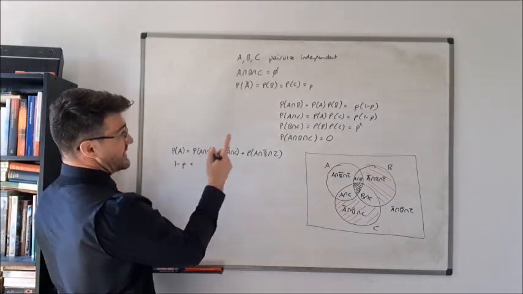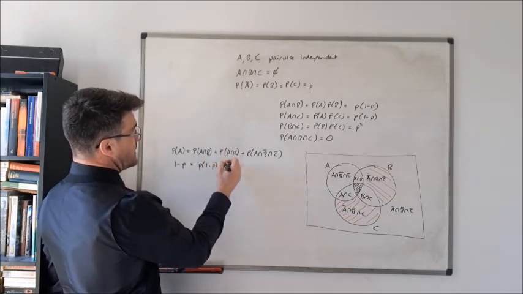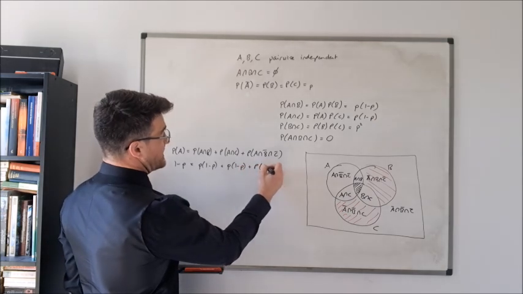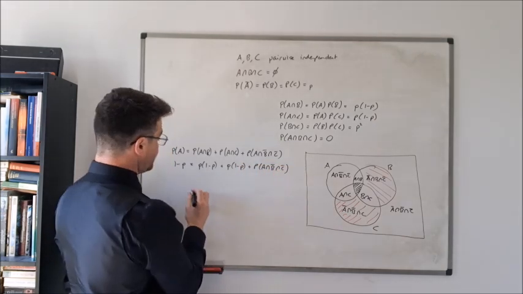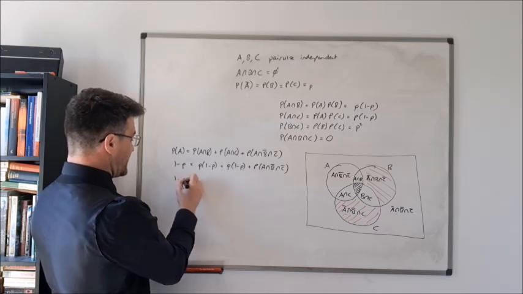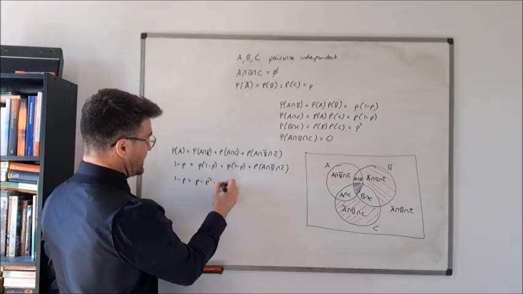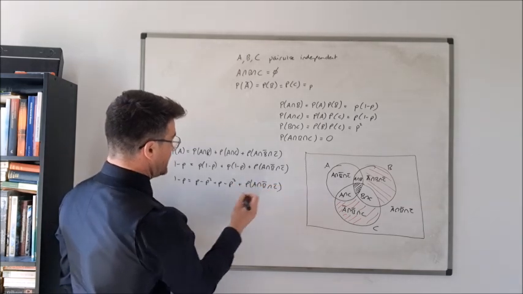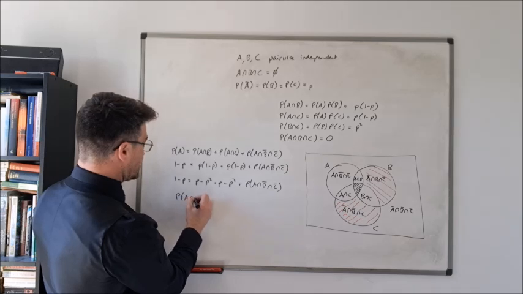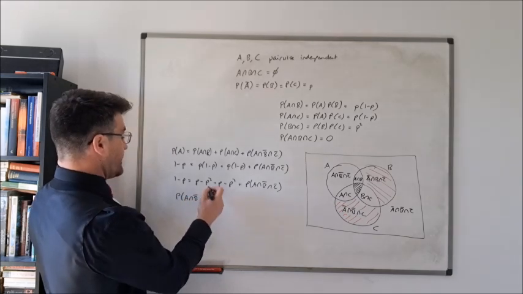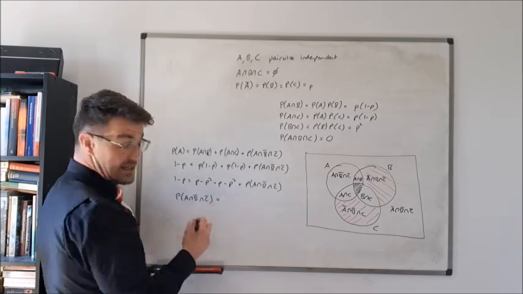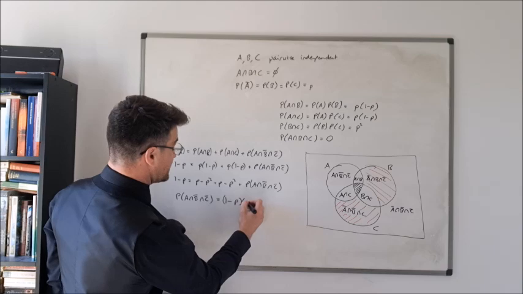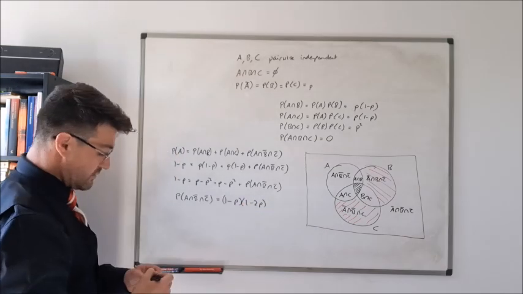So the probability of A intersect B is P times 1 minus P. The probability of A intersect C is also P times 1 minus P, plus the probability of A intersect not B intersect not C. So what do we get? 1 minus P equals P minus P squared plus P minus P squared plus the probability of A intersect not B intersect not C. So that probability is going to be equal to 1 minus P times 1 minus 2P. It's a quadratic expression which factorizes to 1 minus P, 1 minus 2P.